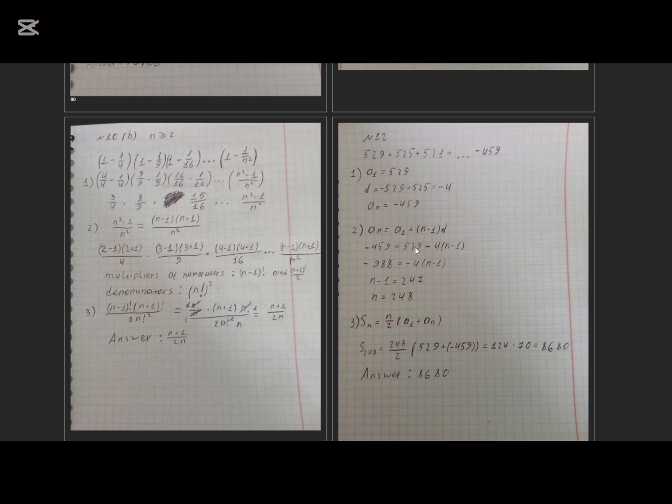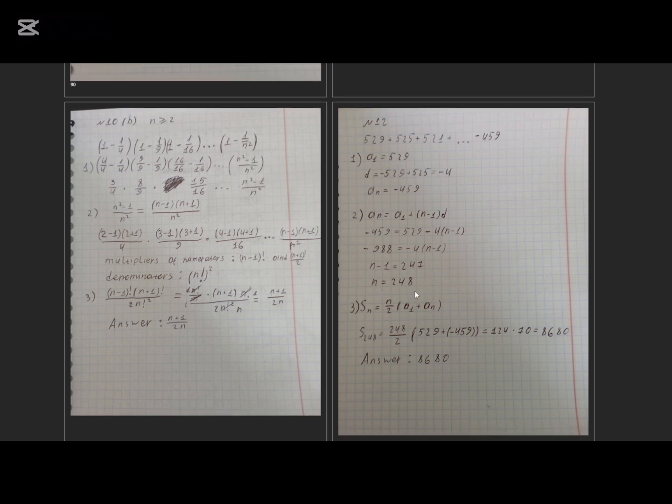So we move 529 from the right to the left. We get minus 988 equals minus 4 multiplied by the difference of n and 1. So we divide both parts of the equation by minus 4, so we get n minus 1 equals 247. We move minus 1 from the left to the right, so we get the number of elements is 248.